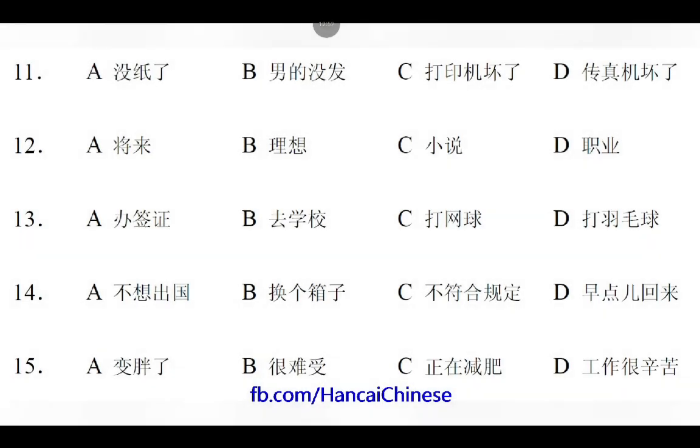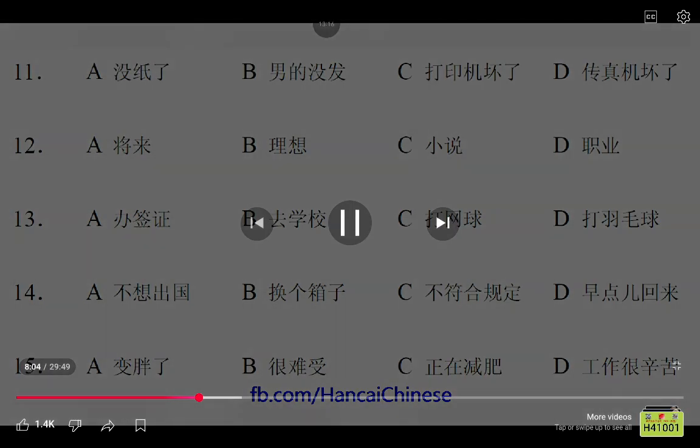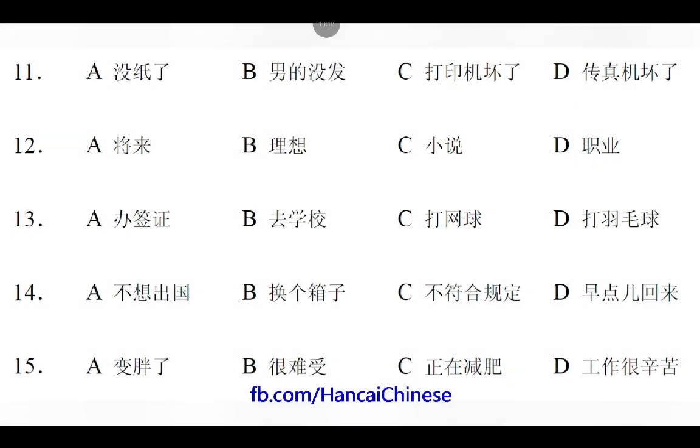题11，我上午发的那份传真，你收到了吧？没收到。等等，我看一下。抱歉，没纸了，麻烦您再发一遍吧。女的为什么没收到传真？ 女的为什么没收到传真 ？Why?